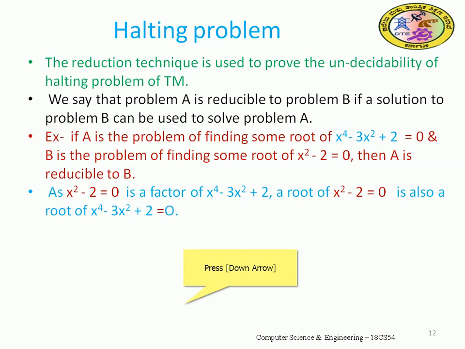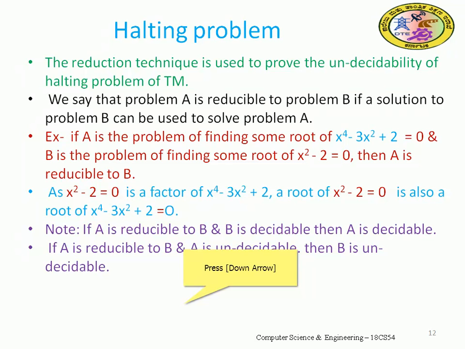So that is what we can say about the halting problem. If problem A is reducible to problem B, the solution to problem B can be used to solve problem A. So that is a reduction technique to prove the undecidability of a problem, such as the halting problem. If A is reducible to B, and B is decidable, then A is decidable. A is the leader here. If A is reducible to B, and A is undecidable, then B is also undecidable, right?